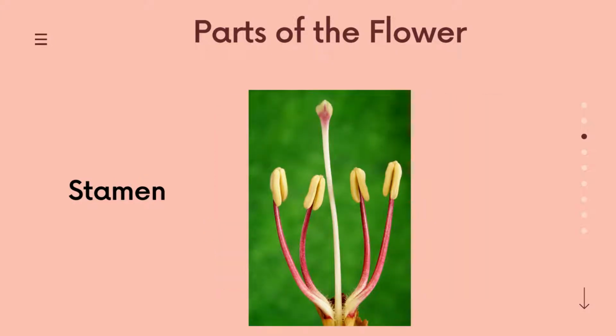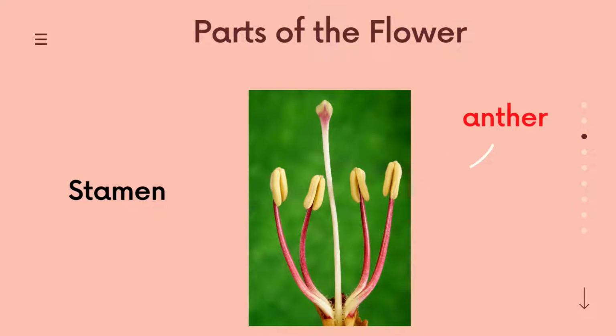Another part of the flower that you may notice is the stamen. This is an example of the stamen by itself. Now, what is a stamen? It is the male reproductive organ of the flower, and its purpose is to produce pollen, which is often carried away by birds and insects and deposited on other flowers.